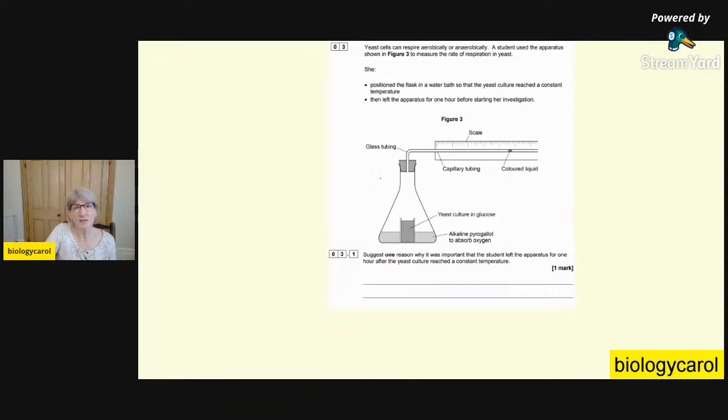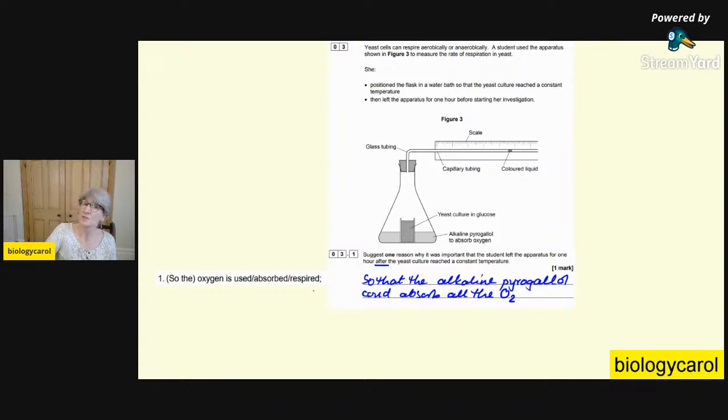So here am I going back to the question and going, right, what else in that diagram gives me a hint as to what the answer could be? So I'm looking at the diagram. And the thing that struck me first was that, oh, okay, then that hour might allow all the oxygen to be absorbed by pyrogallol. That's what I put. So, and here am I emphasizing that. So that's what I went for. And this was the answer.